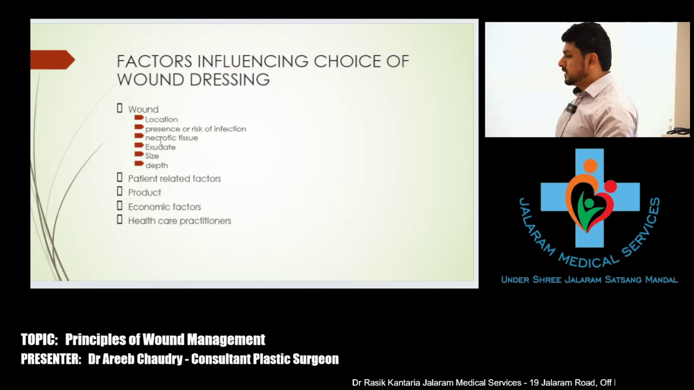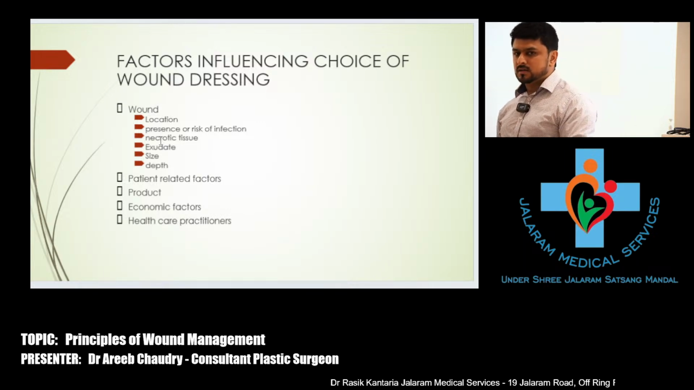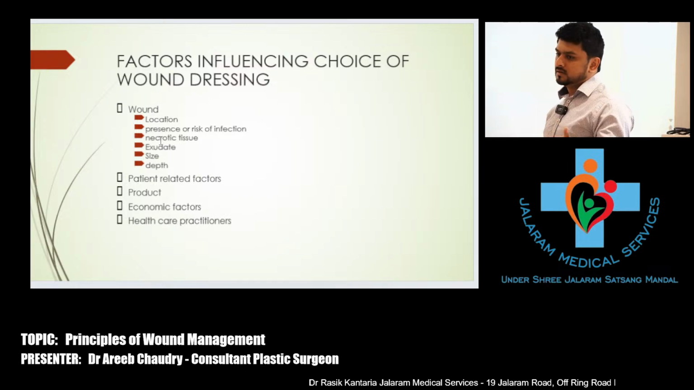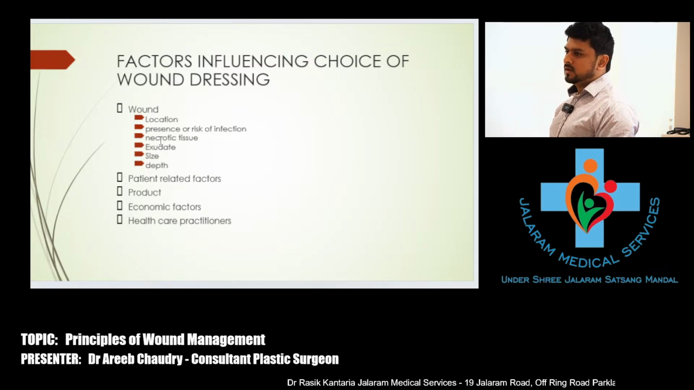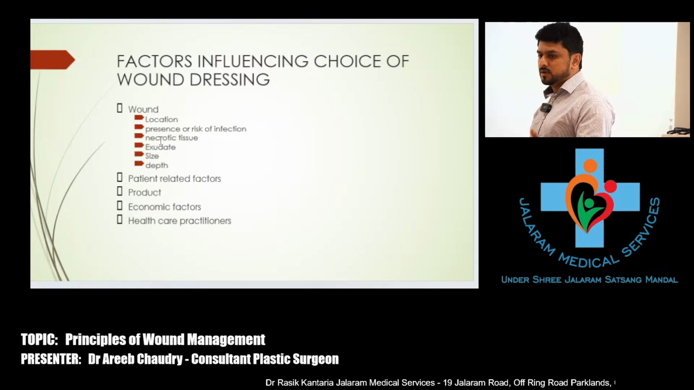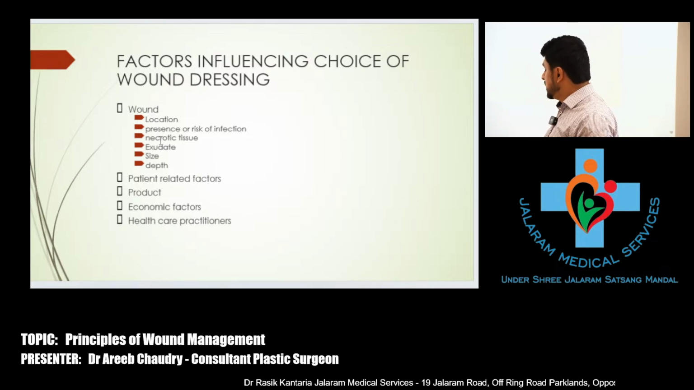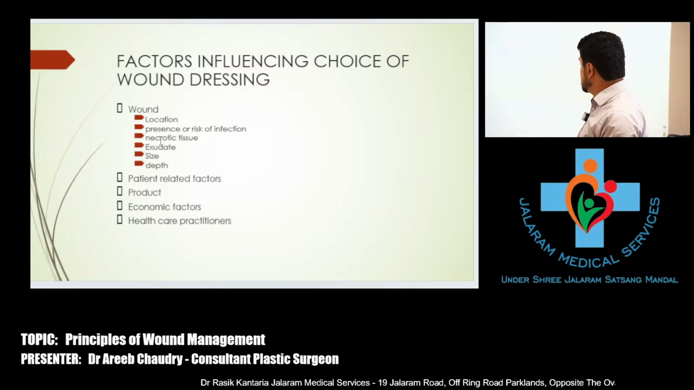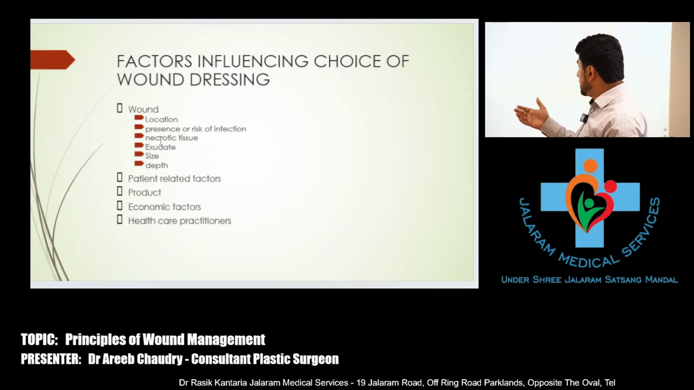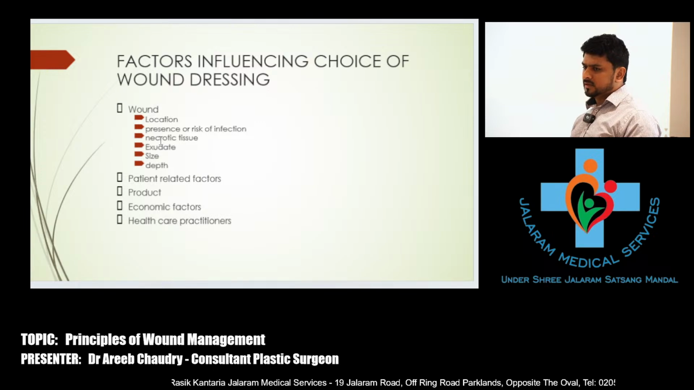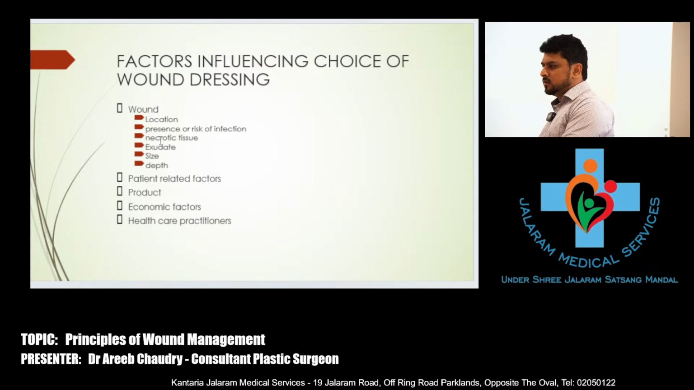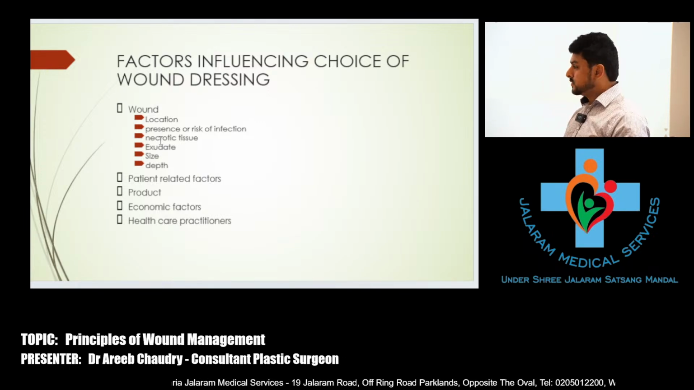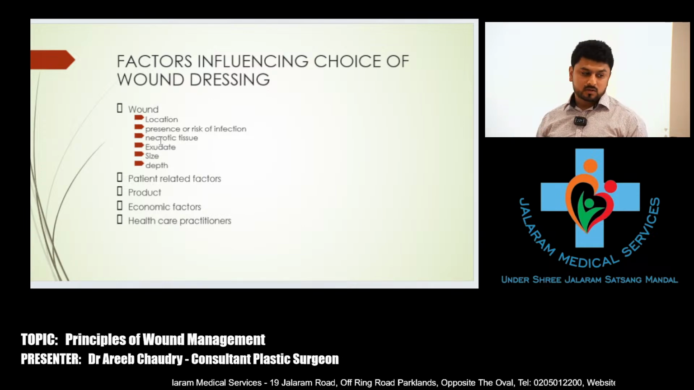Patient-related factors, again, are the systemic issues. Some patients are allergic, with allergies to iodine or to some antibiotics. So that needs to be sorted out. The product itself, is it available? Is it affordable for the patient? Those are the economic factors. And then the healthcare practitioners: who is doing the dressing? Is it the nurse, the clinical officer, the doctor, the plastic surgeon? Those are some of the things that you need to consider.